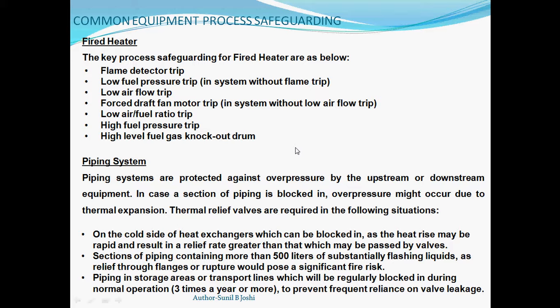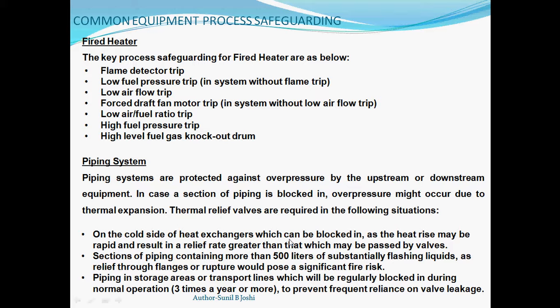Piping system. Piping systems are protected against overpressure by upstream or downstream equipment. In case a section of piping is blocked in, overpressure might occur due to thermal expansion. So let's say there is a part of a piping which has been blocked on the upstream and downstream sides, both sides, and there is a blocked liquid or fluid between those two valves. If such a section is subjected to thermal radiation, it will expand eventually, and that will require a thermal release. So this is provided by a thermal relief valve.